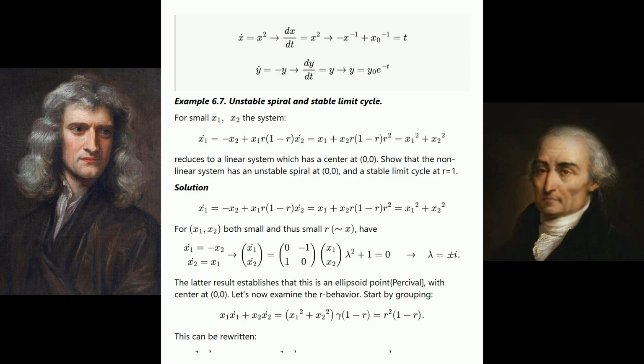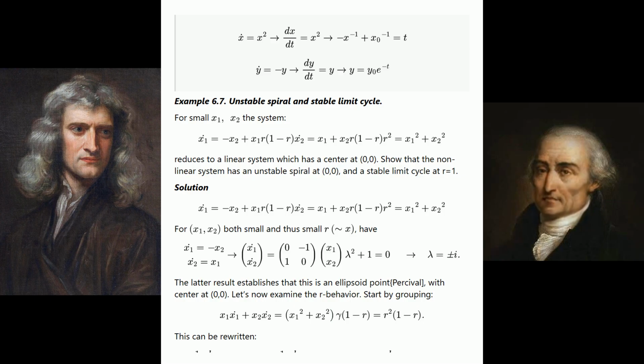Example 6.7. Unstable spiral and stable limit cycle. For small x sub 1, x sub 2, the system, see the next equation, reduces to a linear system which has a center at 0, 0. Show that the nonlinear system has an unstable spiral at 0, 0.